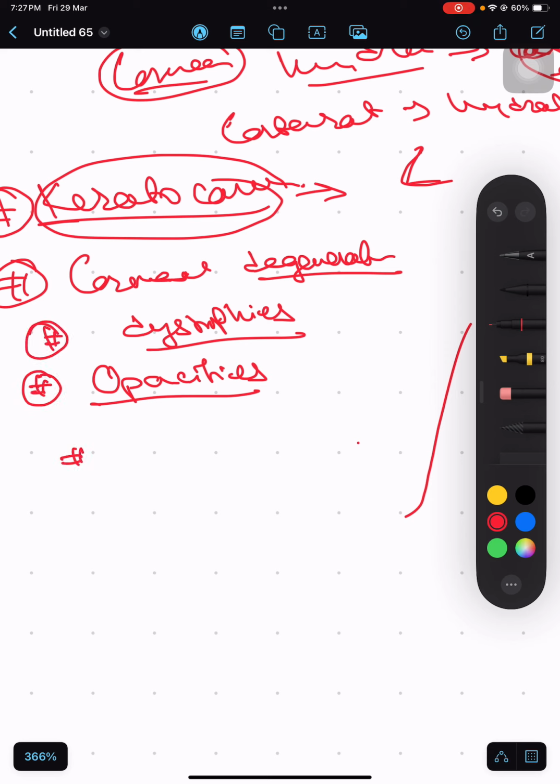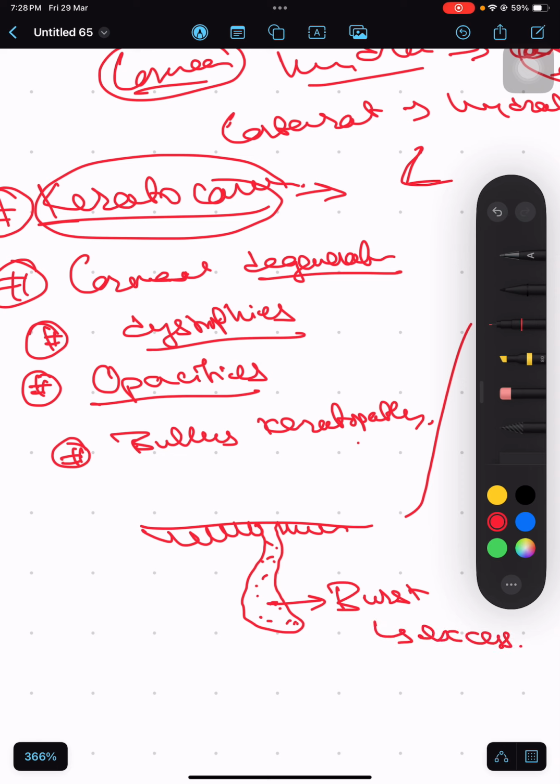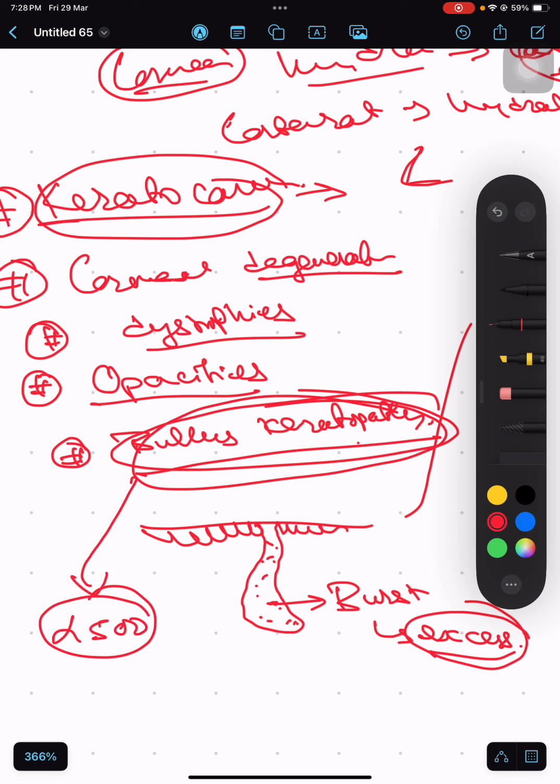Another indication is bullous keratopathy. Now, what do you mean by bullous keratopathy? Suppose these are your endothelial cells, and there is ballooning of the endothelial cells, and inside this ballooning there is some fluid. If this bulla bursts, then there is excess pain. This happens usually when the corneal endothelial count is less than 500. Normally it should be 2500 to 3000.